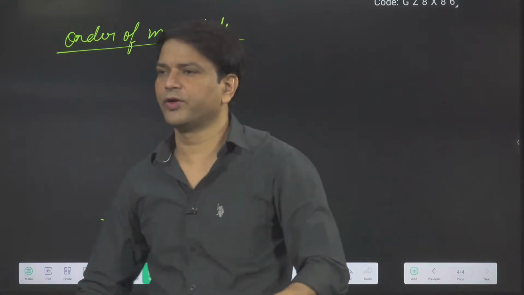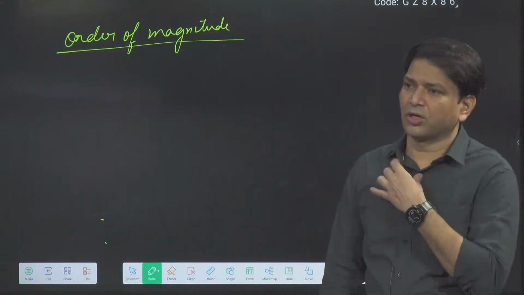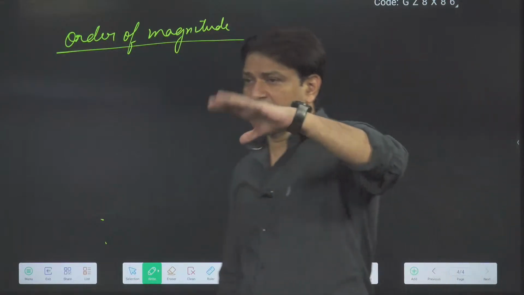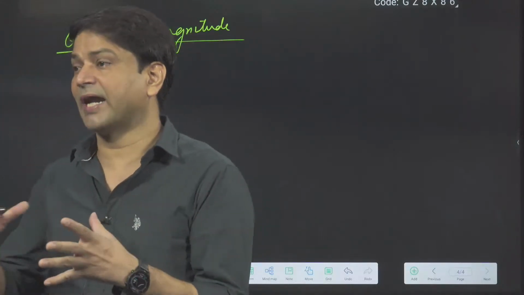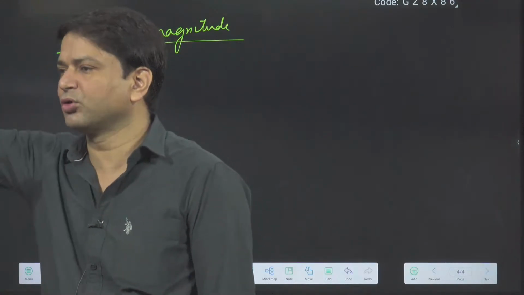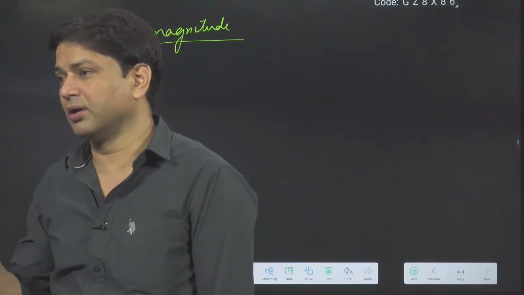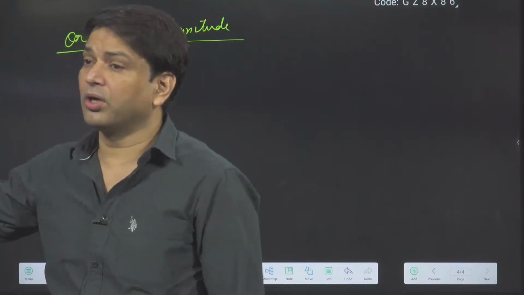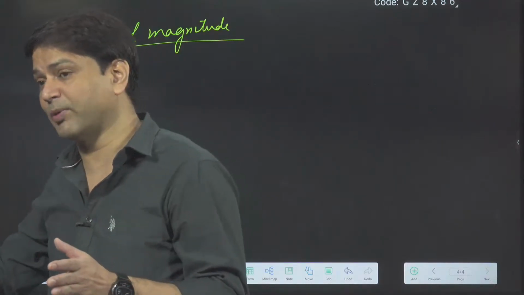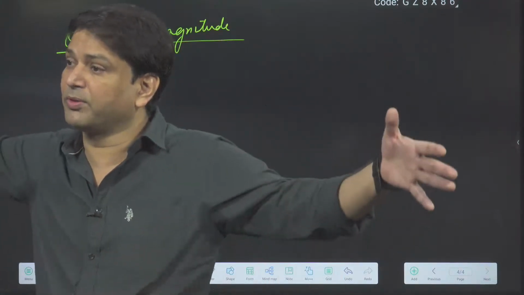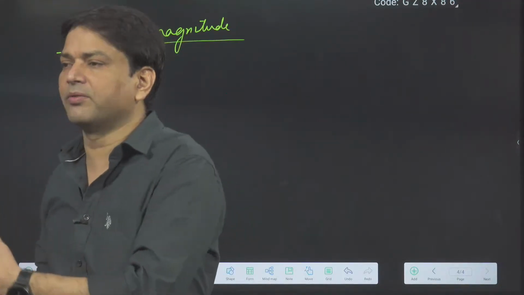If we don't know it, we cannot do it, because here we cannot use the mind. So what is the order of magnitude? A very large number or a very small number we write in scientific notation, like 10 to the power something. Like Avogadro number, 6.023 into 10 to the power 23. If we don't use this notation, in standard form there would be so many zeros to put.